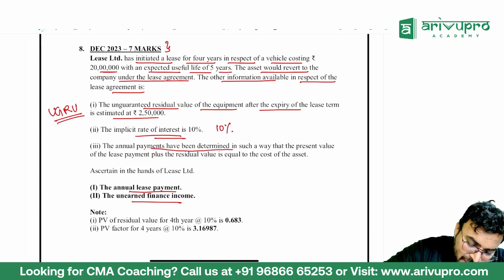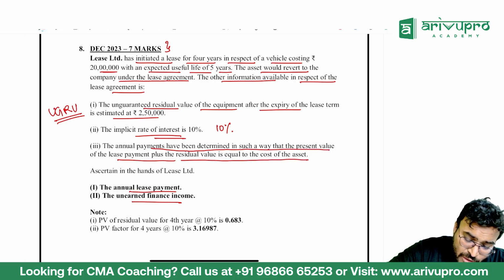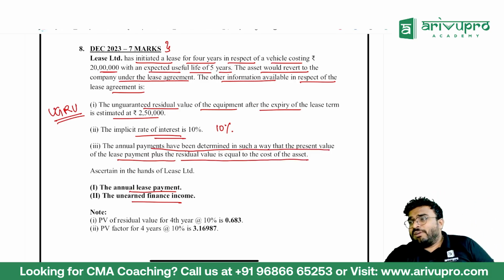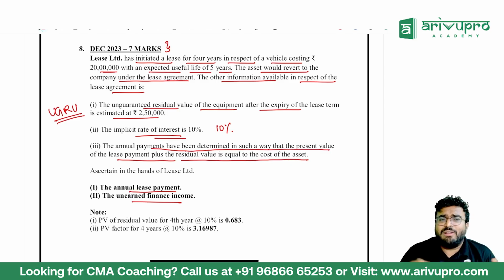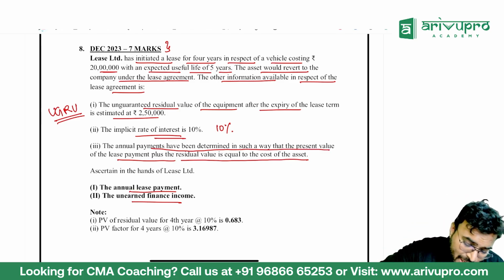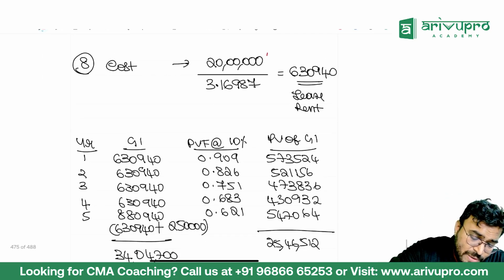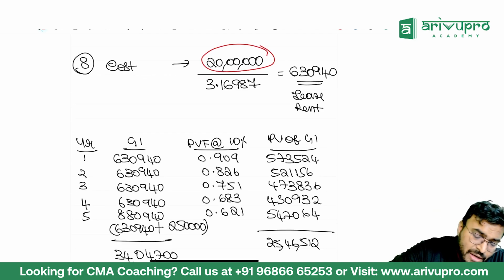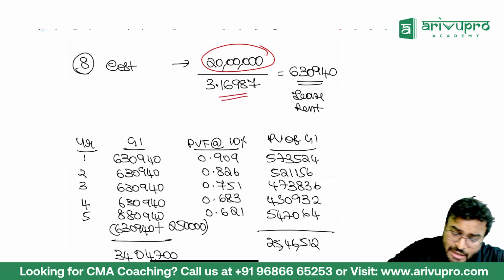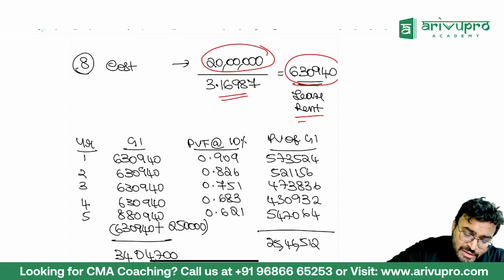Annual payments have been determined in such a way that the present value of the lease payment plus the residual value is equal to the cost of the asset. We have planned it such that present value is equal to today's fair value of the asset in the hands of Lease Limited. Annual lease payment, how are you going to calculate? Cost is 20 lakhs, divided by the present value factor of annuity. That time you will get 6,30,940. This is your lease rent.